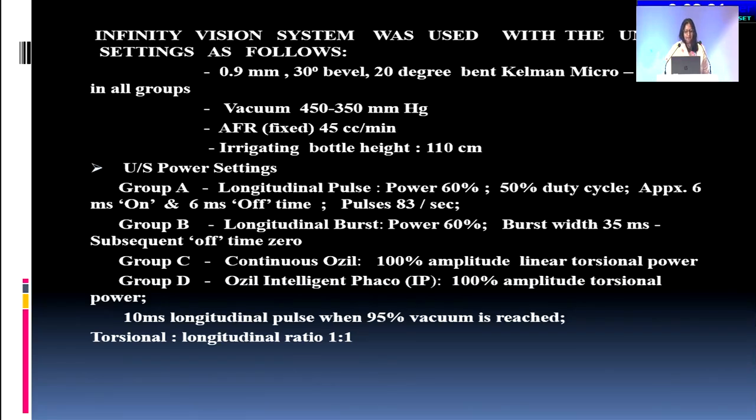The power settings used in different groups were, for group A, the longitudinal pulse mode, 60% power with a 50% duty cycle of 6 milliseconds on and 6 milliseconds off, with a total of 83 pulses per second. Group B was longitudinal burst mode with 60% power and a burst width of 35 milliseconds with subsequent off time to 0. Group C was continuous OZil with 100% amplitude linear torsional power, and Group D was intelligent phaco OZil with 100% amplitude torsional power with a 10 millisecond longitudinal pulse when 95% vacuum is reached, and the ratio of longitudinal to torsional was 1:1.